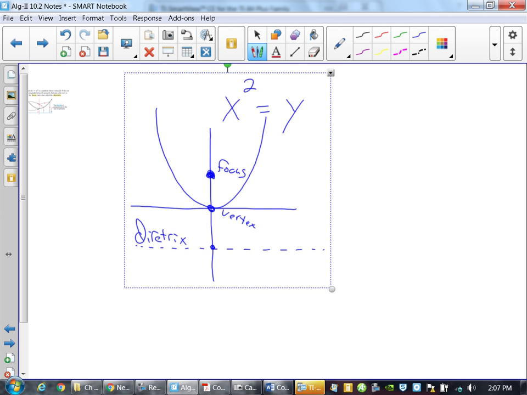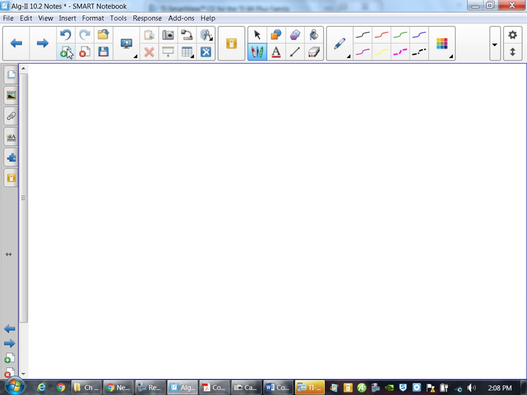Now, the directrix, when we draw that little dotted line in, is kind of like an asymptote that's really not there, but it is there. It's not technically an asymptote. Do you guys know what an asymptote is? No. That's okay, no problem.